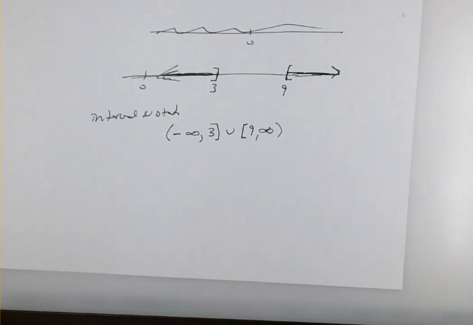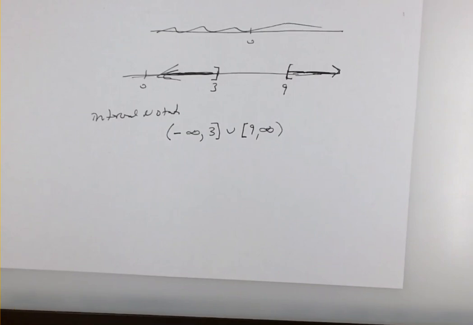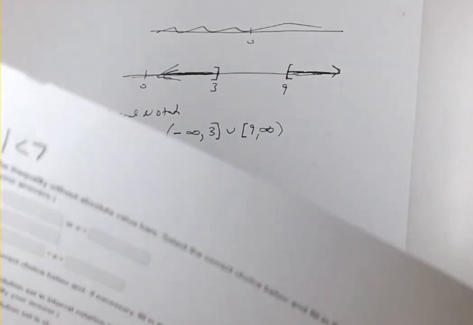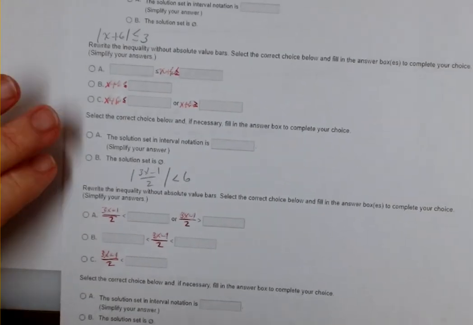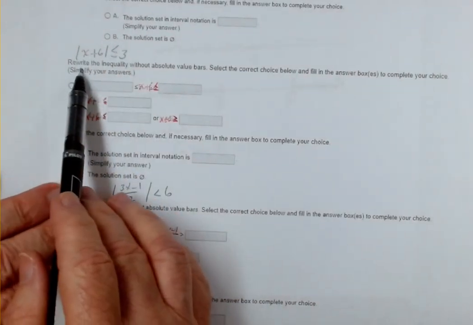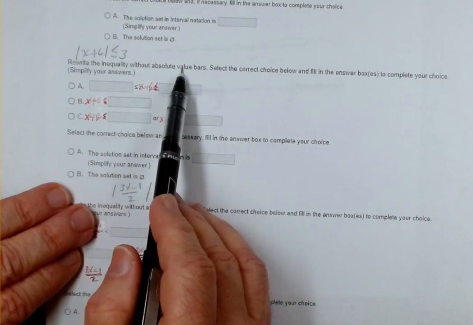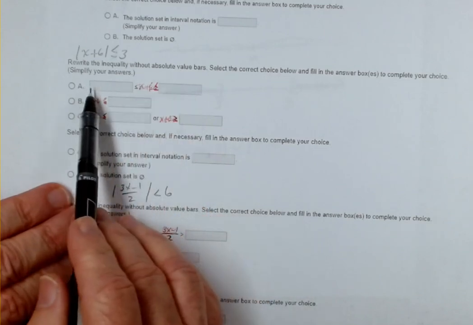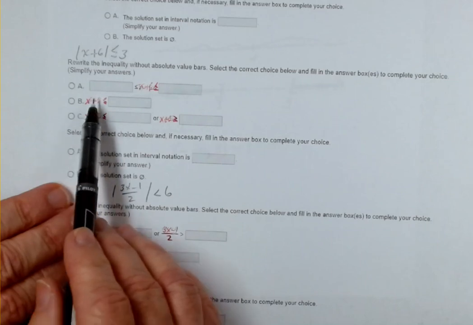So when you're dealing with MyLab, let's see. So when you do MyLab, you can't see this very well, but like the one we did earlier, where we had this, it's going to say rewrite the inequality without absolute value bars. First thing you do: is it A, B, or C, the one that you're going to use for absolute value less than?